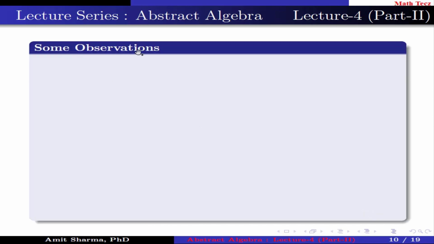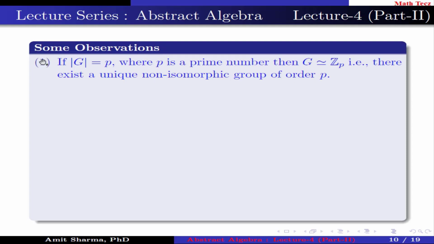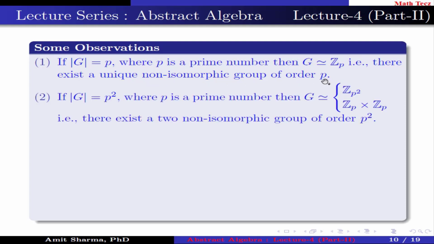Next are some observations. Number 1, if the order of G is P, where P is a prime number, then G is isomorphic to Zp, that is, there exists a unique non-isomorphic group of order P. Number 2, if the order of G is P square, where P is a prime number, then G is isomorphic to either Zp square or Zp cross Zp, that is, there exist two non-isomorphic groups of order P square.